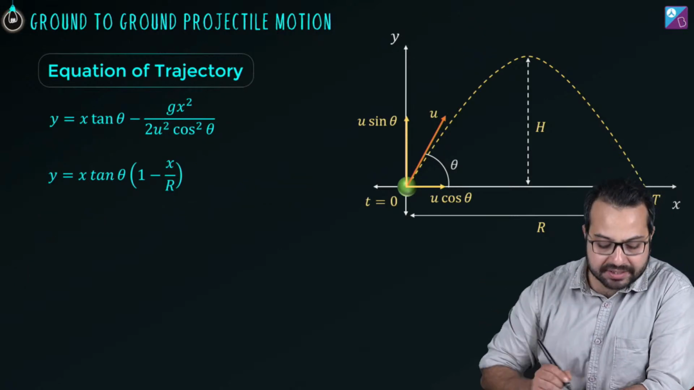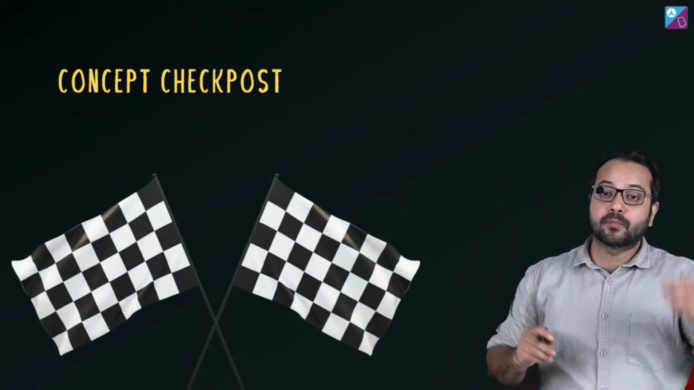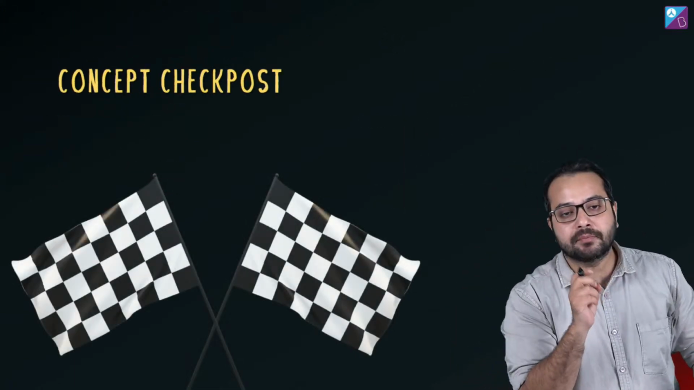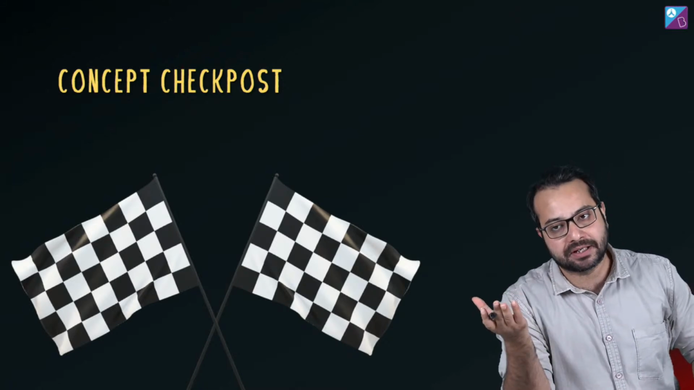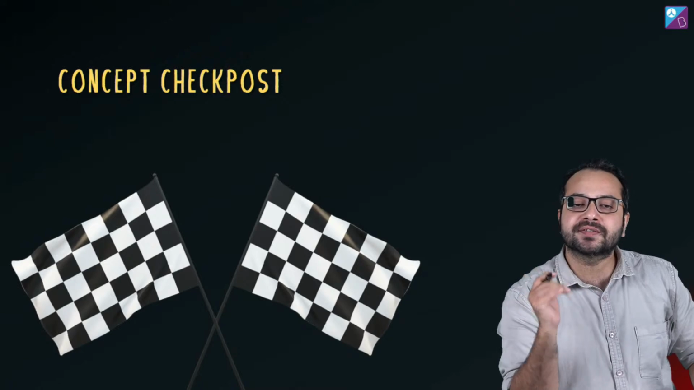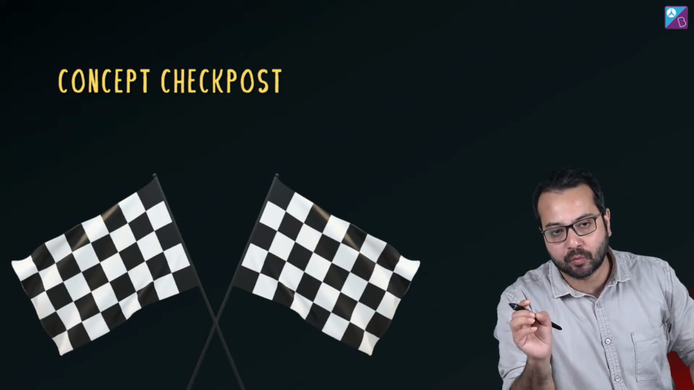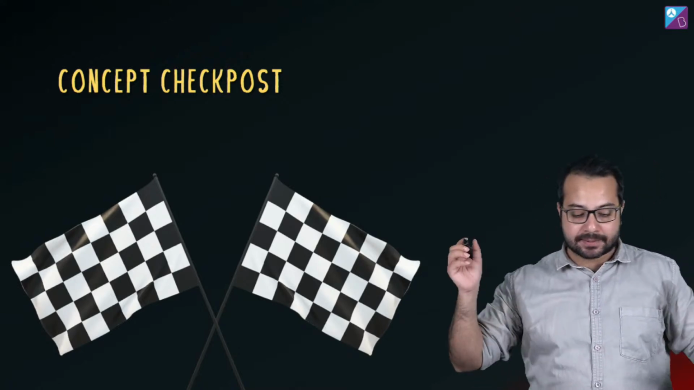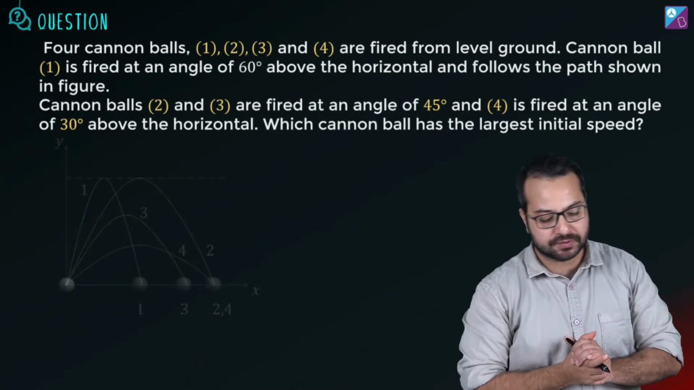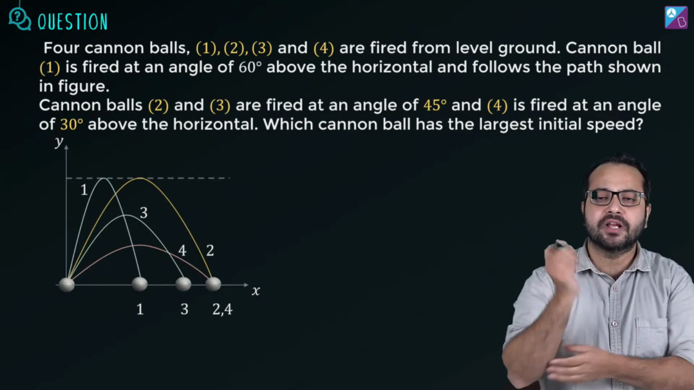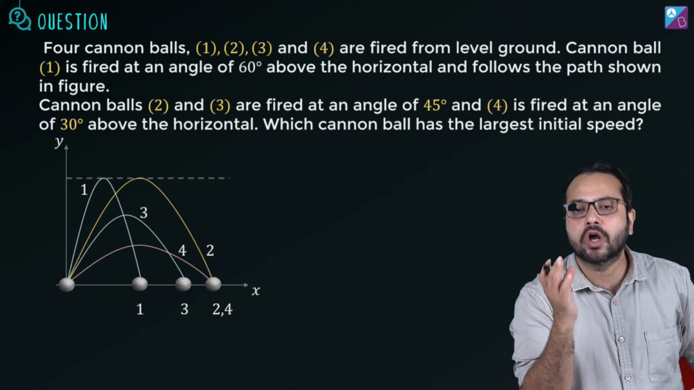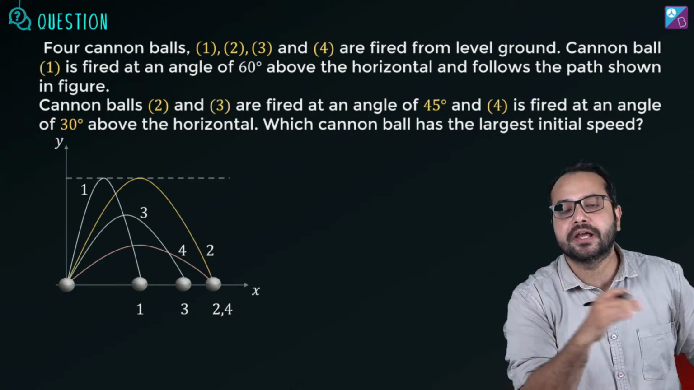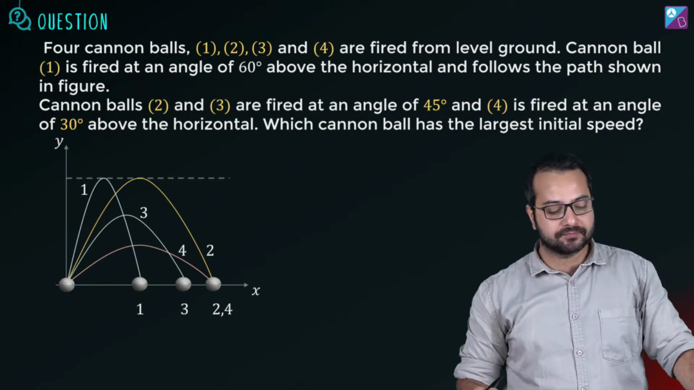चलो. So we are done with the theory of projectile motion, and obviously I'm talking about ground to ground projectile motion. Things will change when we go on an inclined plane, but our focus right now is ground to ground projectile motion. So let's check your concept if that is clear or not, and let's look at the concept check post. It is a very basic question, but interesting. It is just going to check if you have understood it and can apply these things or not.